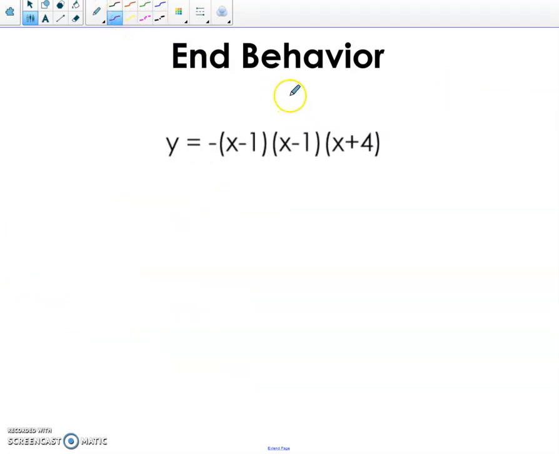Now this example is in factored form. To find the degree, we want to look at how many x's we have. We have 1, 2, 3 x's, so we know this is x cubed. Now we want to look at the a value. All of the x's are positive, but there is a negative in the front, so this is a negative x cubed. That means our degree is odd, which means the ends will point in opposite directions. Since a is negative, we're going to be starting up and ending negative.